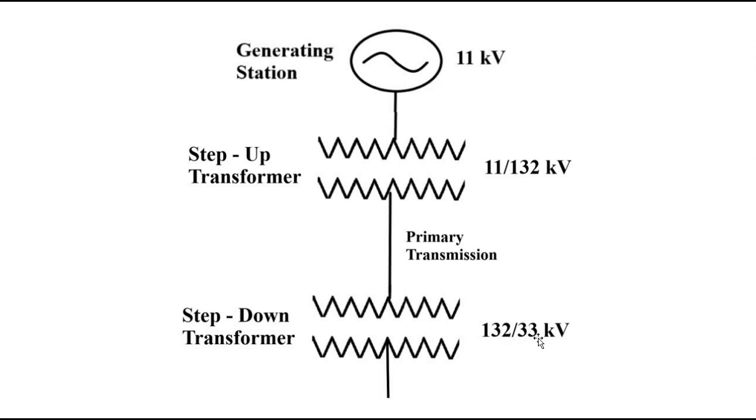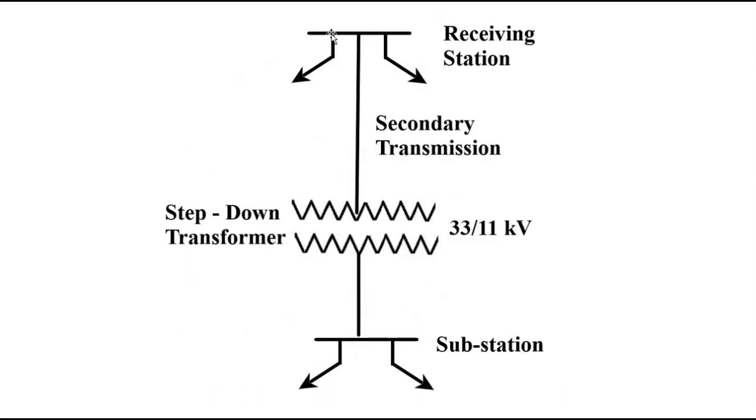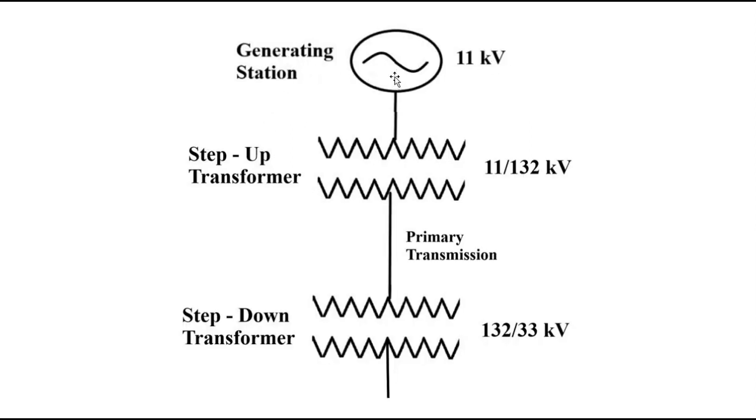Okay, 132 to 33 kilovolt at the step down transformer, and this all happens at the receiving station here. So this is actually a very long downward flowing straight line diagram, and I have divided it into various parts. I've segmented it. This is the first part, starting from the generation station, 11 kilovolt, stepped up to 132 kilovolt. That is the primary transmission, three-phase, three-wire system.